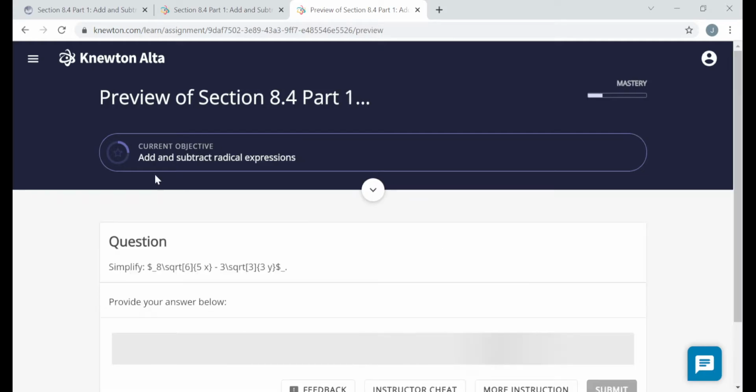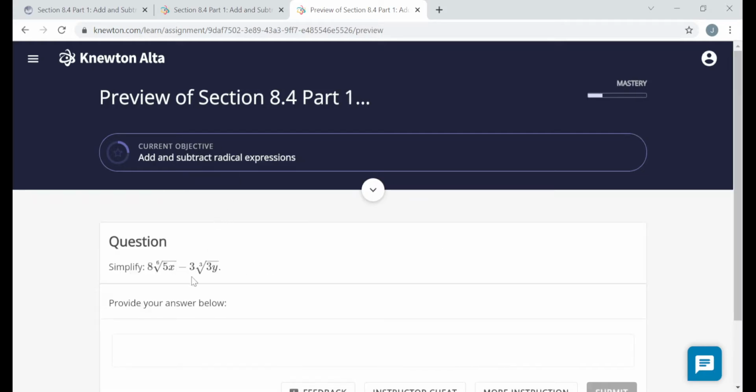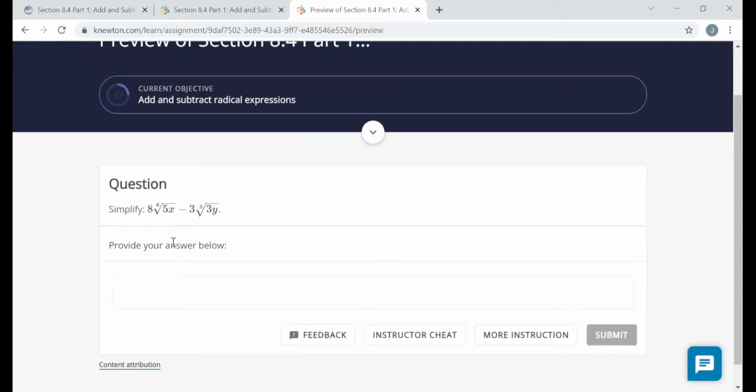Next question in this same objective. It's the same thing, only with variables. Right? There are some variables here. Alright, so I'm going to write this out, and you're going to see that there's nothing we can do here. The way they gave it to us is as simplified as it gets. And I'll show you.